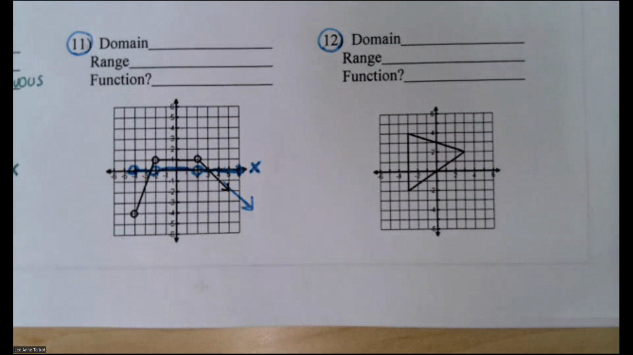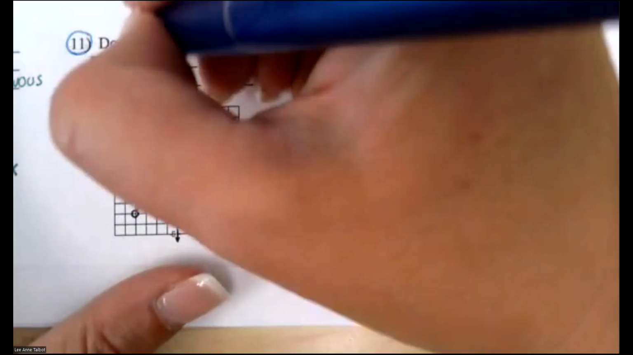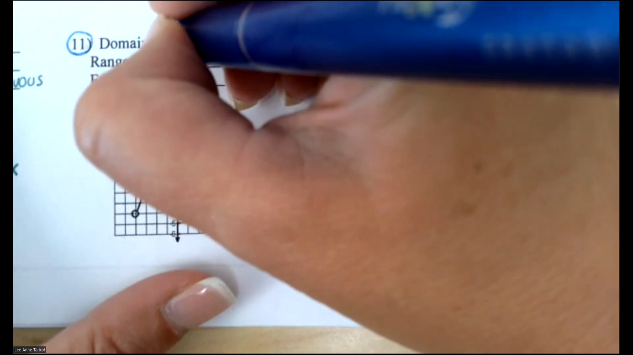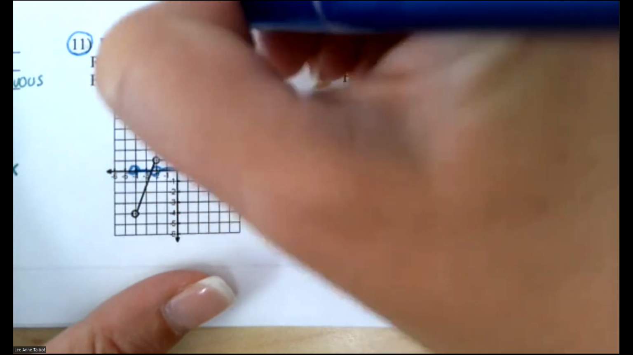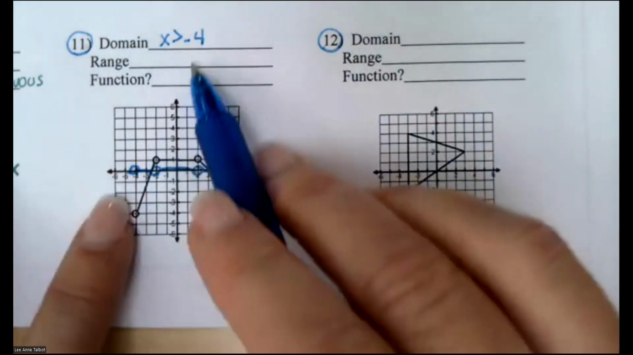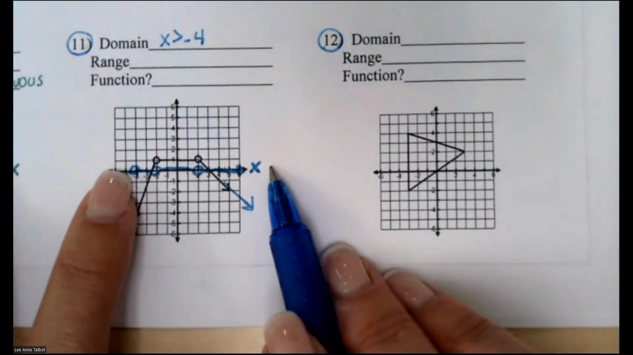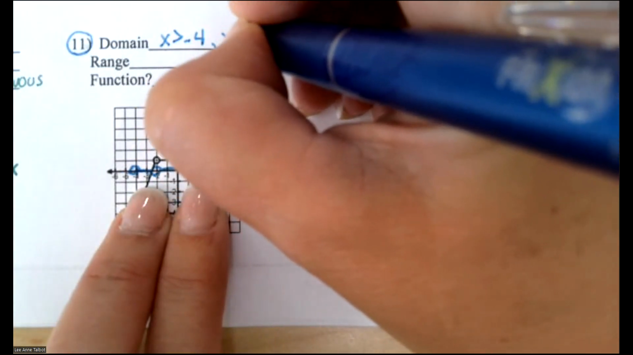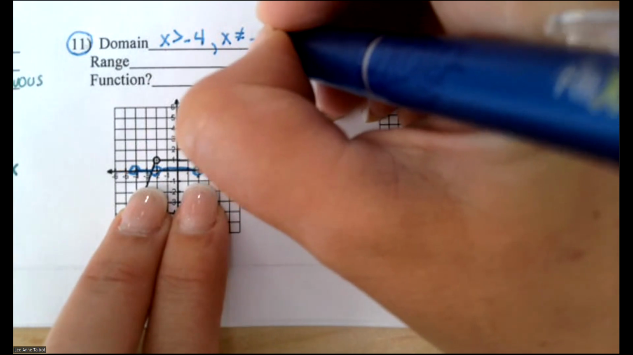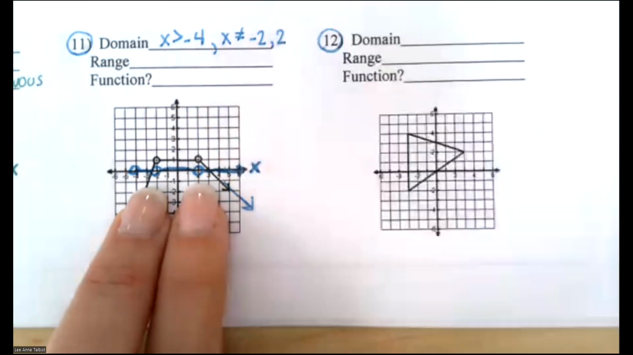There's actually a bunch of different ways you could write this, but I'm going to write it in the most succinct way possible because I'm a lazy human being. So I'm going to say X is greater than -4. Notice I did not put or equal to. X is greater than -4 gets me everything here. And then I'm going to say, comma, X does not equal -2 or +2.